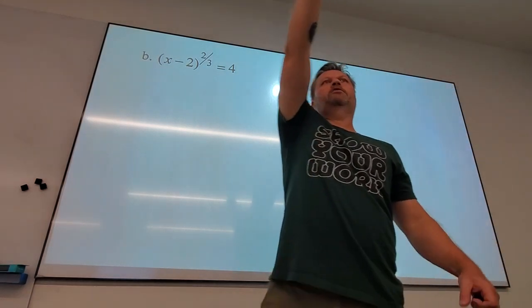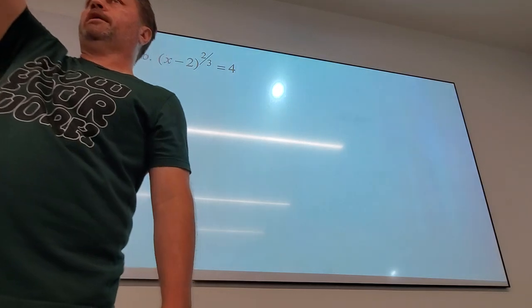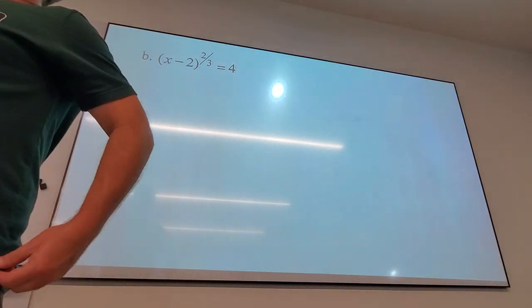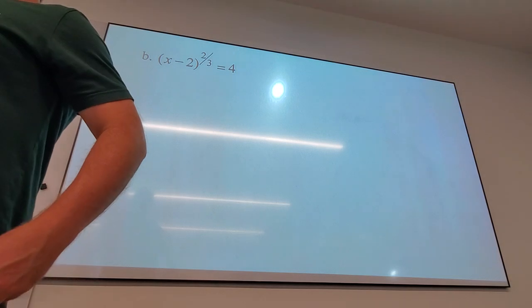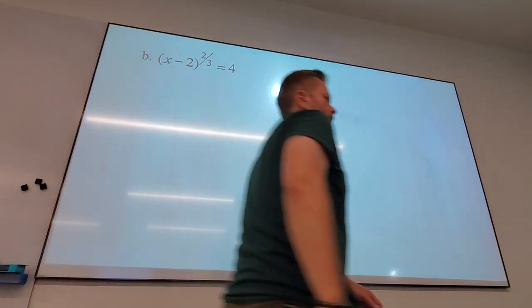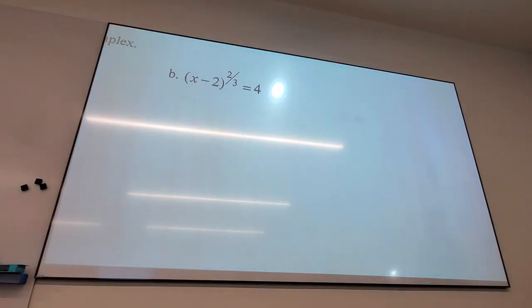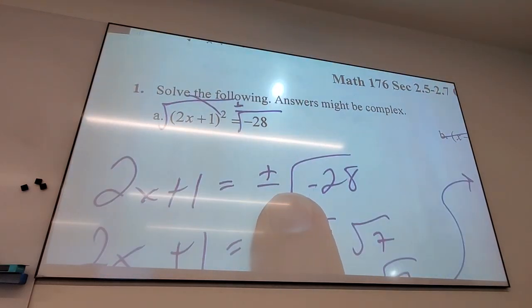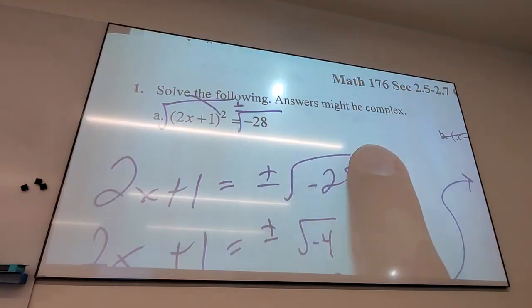You want to raise it to a power that will cancel the 2/3. So you're going to raise both sides to 3/2. I want to point something out that's really easy to forget. What did we have to do on the first problem and why? Where did this plus or minus come from? We took a square root.